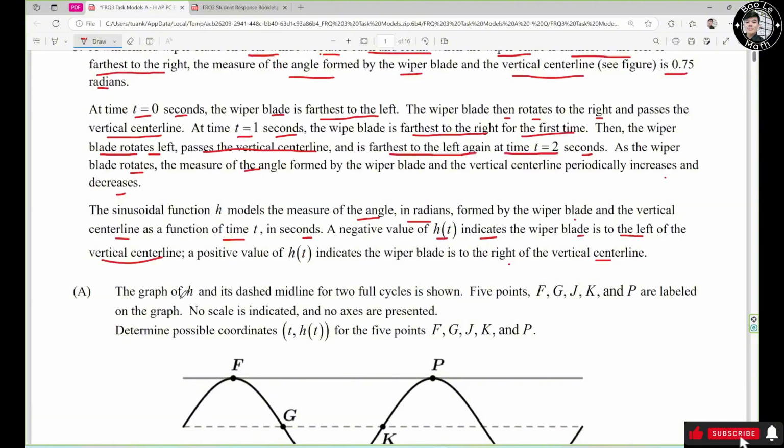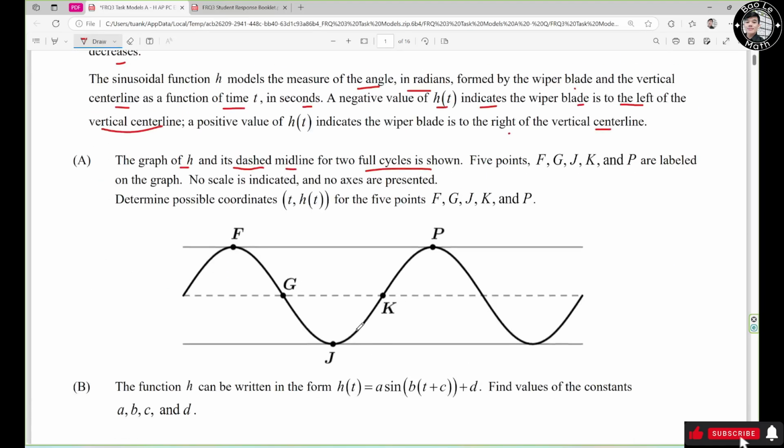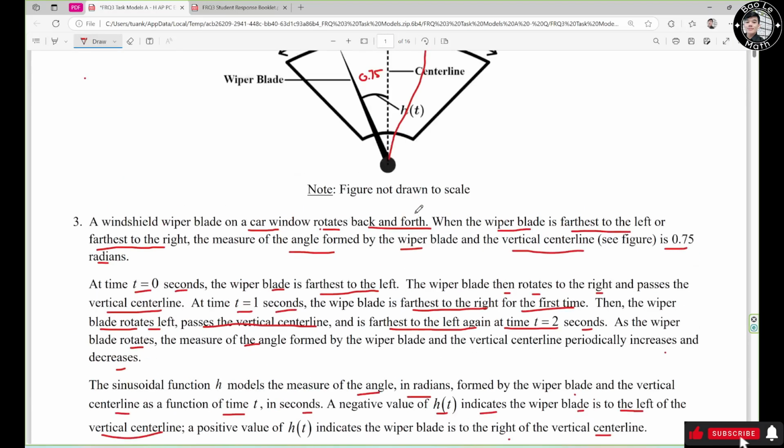The graph of the function h and its dashed midline for 2 full cycles is shown below. 5 points F, G, J, K, and P are labeled on the graph. No scale is indicated, and no axes are represented. Determine possible coordinates of (t, h of t) for the 5 points F, G, J, K, and P. Alright, so we look at this one right here.